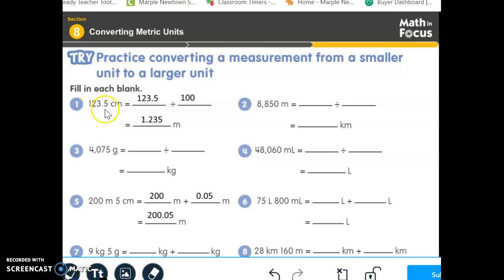So, and you can think back to the relationship. We know 100 centimeters is equal to 1 meter. See how this number is a little bit more than 100? And this answer is a little bit more than 1. So that makes sense for the relationship. Let's look at number 2 and see if we can solve that together.